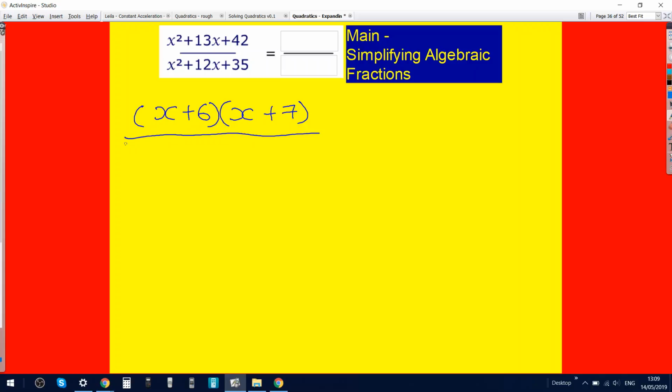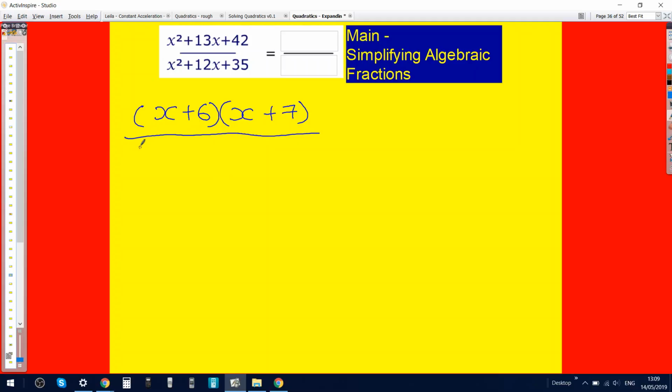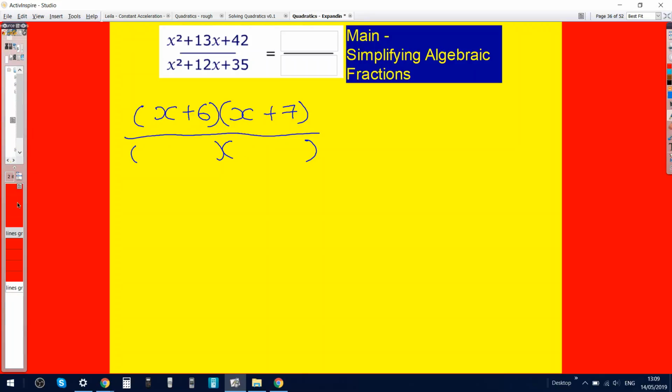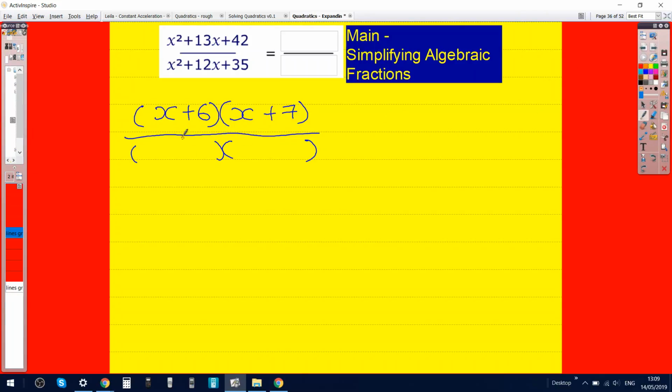So x squared divided by x squared cancels out. You would fully factorize the bottom. Oh, so you have to factorize the bottom. Okay, so it'll be 2 brackets like before. X in each bracket. Find factors of 35. So 1 times 35. 5 sevens are 35. So 5 plus 7 is 12. So it would be plus 7, plus 5.